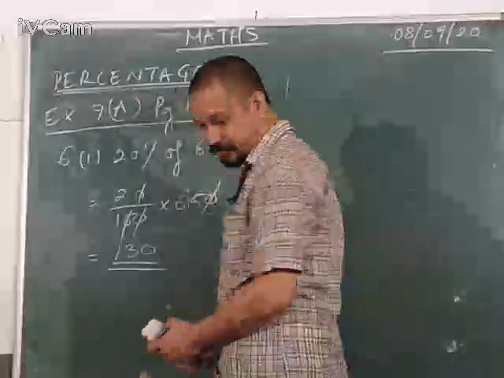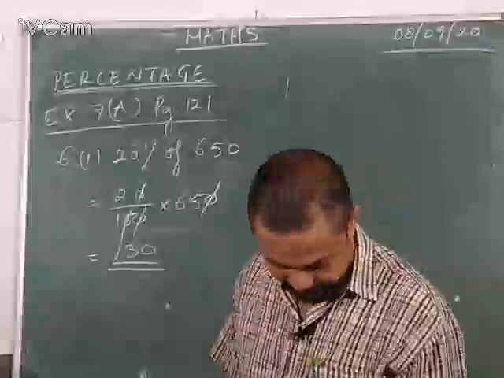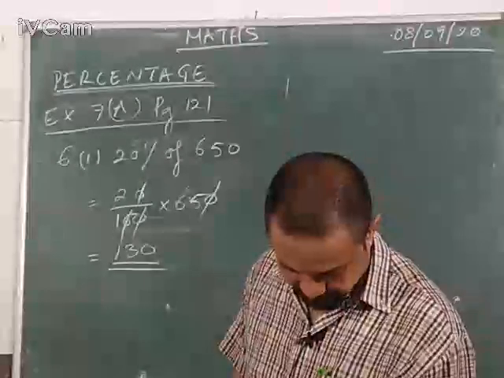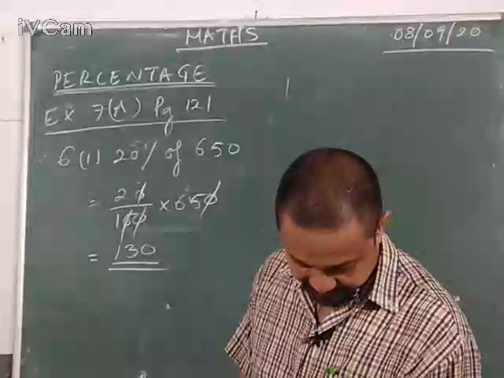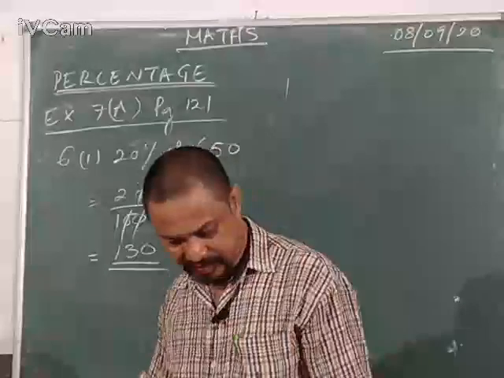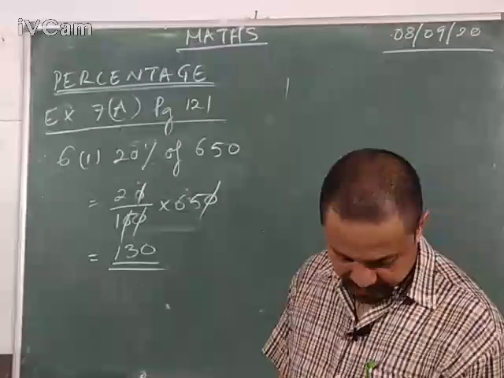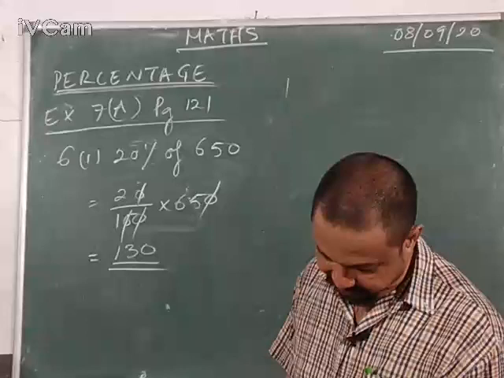Very simple sums. Again, homework given is number 3, 4 and 5. Some of them are in a fractional format. It's very easy. Just follow the steps and it should be easier for you.